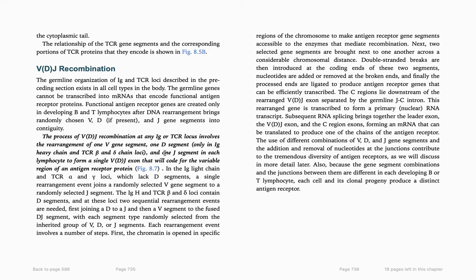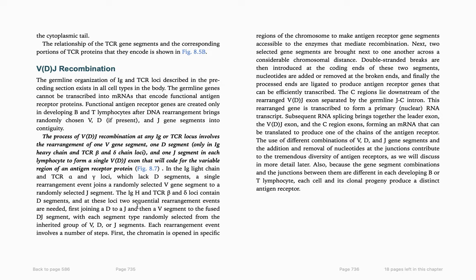This process of VDJ recombination at any IG or T cell receptor locus involves the rearrangement of one V gene segment and one D segment, only at IG heavy chain and T cell receptor beta and delta loci, and one J segment in each lymphocyte to form a single VDJ exon that will code for a variable region of the antigen receptor protein. In the IG light chain and T cell receptor alpha and gamma loci, which lack D segments, a single rearrangement event joins a randomly selected V gene segment to a randomly selected J segment.